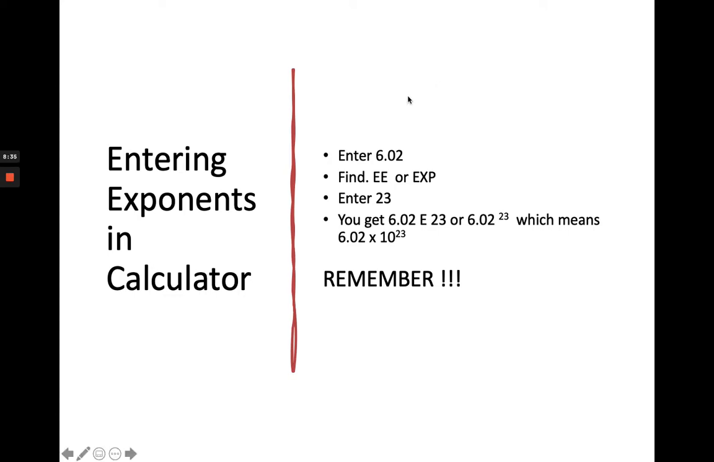So be sure that you either see it looking like this, or you put this in parentheses before you do the calculation.